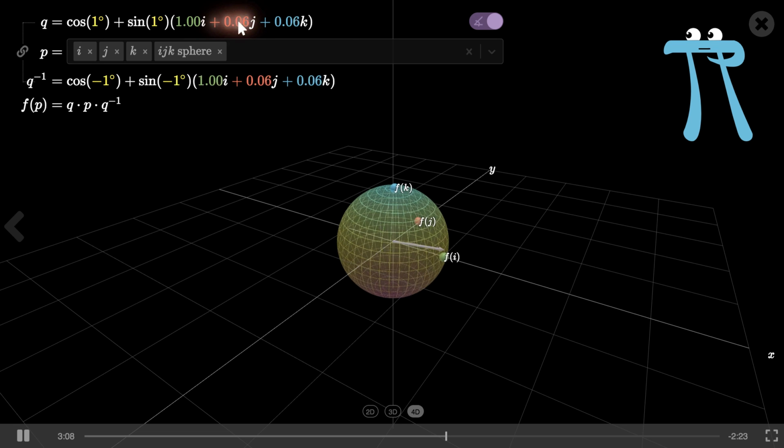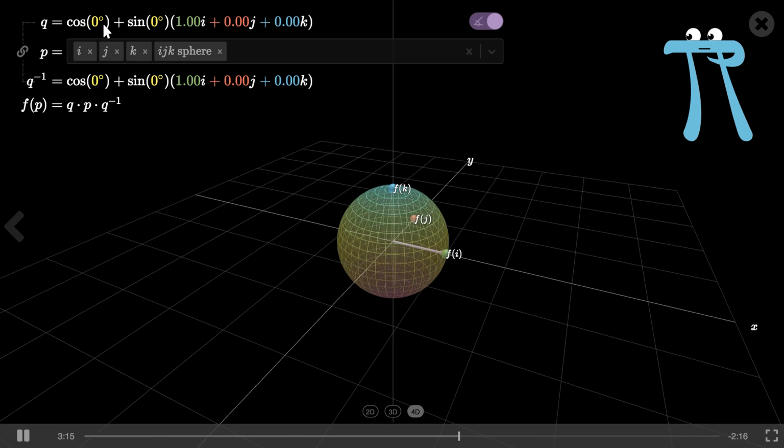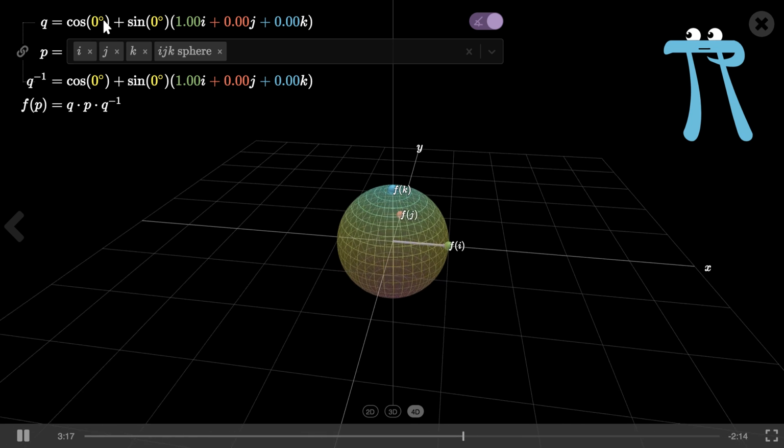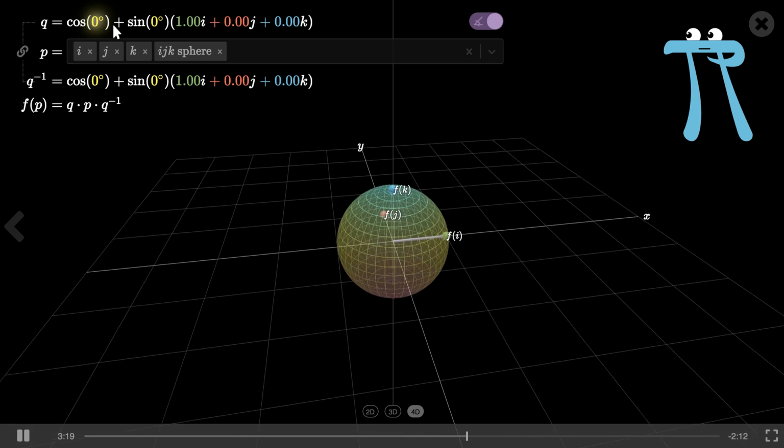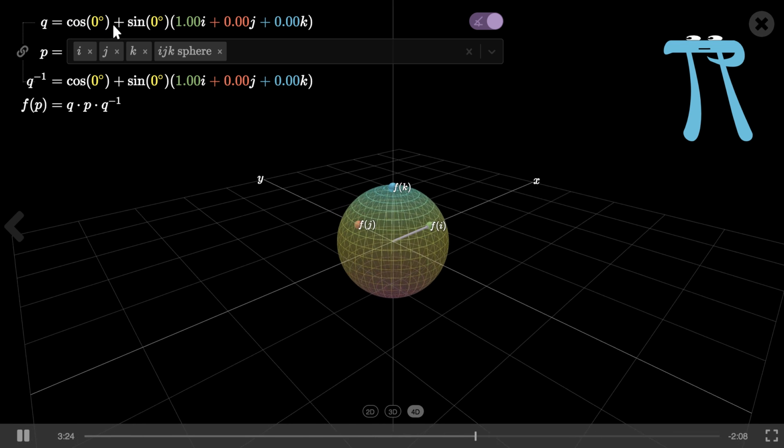So right now I have that axis set to be fully in the i direction, which you can see with this pink vector coming out of the middle. And what I want you to do is play with this value for the angle. Notice what it does to the sphere, and see if you can predict which angles correspond to which orientations.